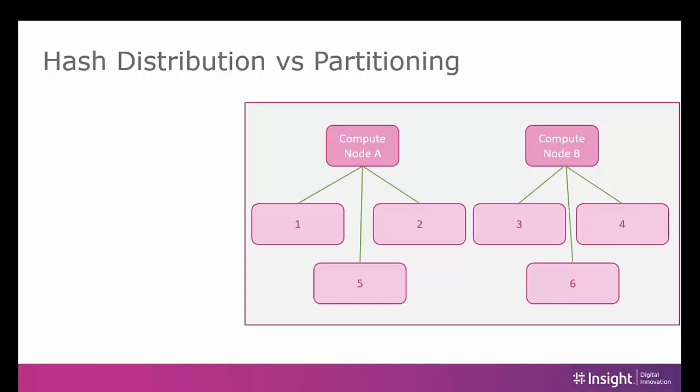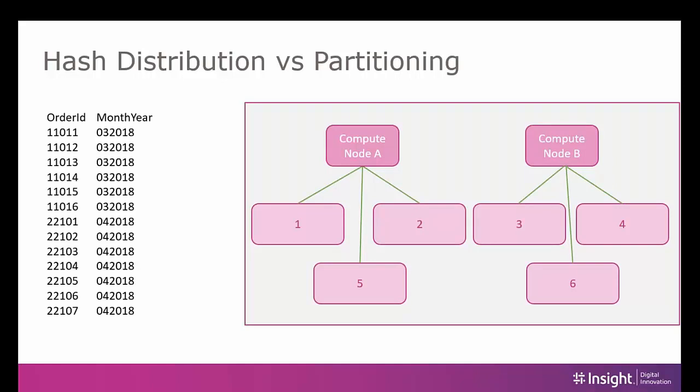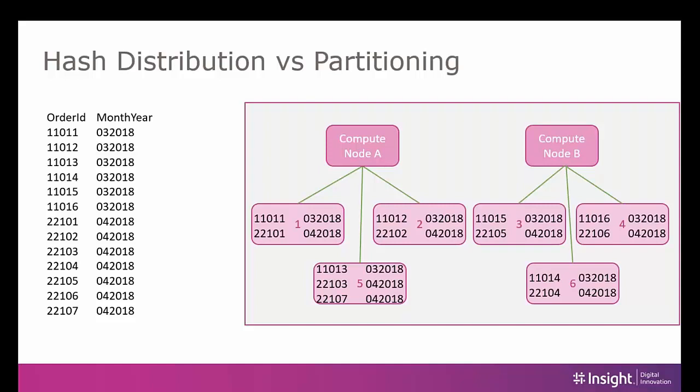So here's an example of a subset of the architecture. We're going to take an example of purchase order. So we have an order ID and we have the month or year that it was purchased. Now, if I distribute this across the nodes, you'll notice that the months are crossing the nodes. And so I have multiple values across months and across nodes.